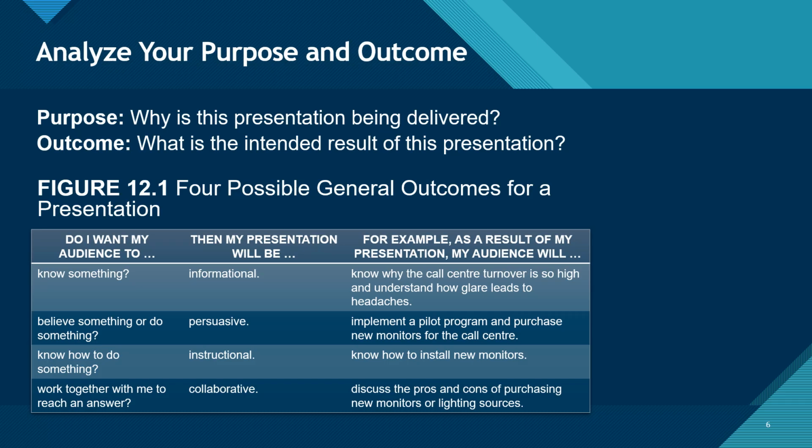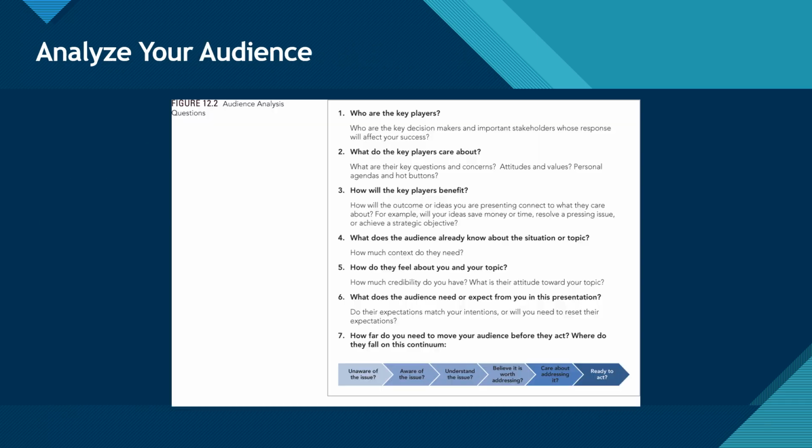For example, as a result of my presentation, my audience will know why the call center turnover is so high and understand how glare leads to a headache. Similarly, if we want the audience to believe something or do something, it comes under the category persuasive. If we want the audience to know how to do something, it comes under the category instructional. And if we want the audience to work together with me to reach an answer, it comes under the category collaborative. Like always, we need to analyze our audience.